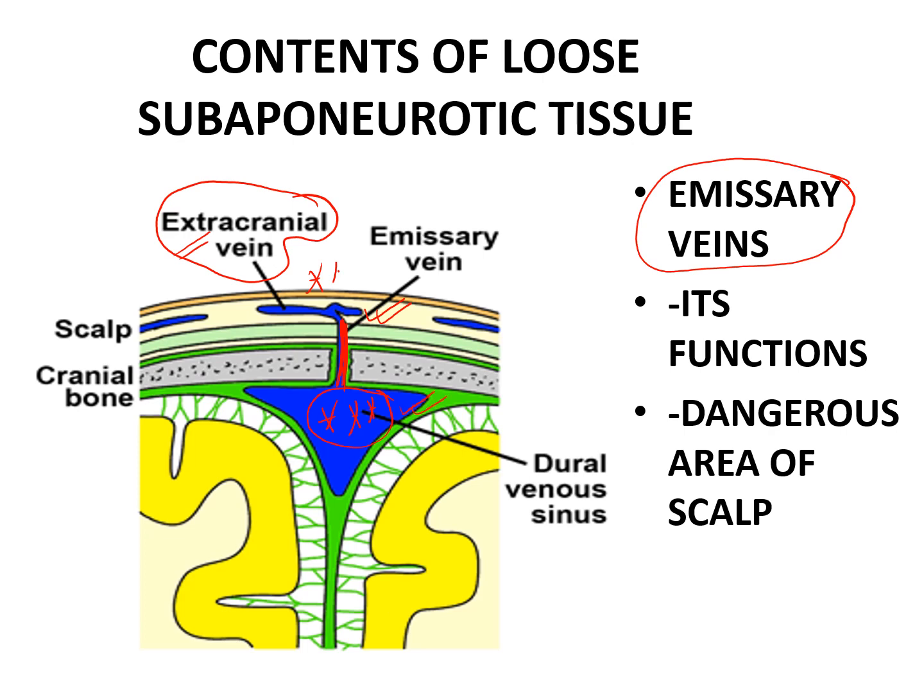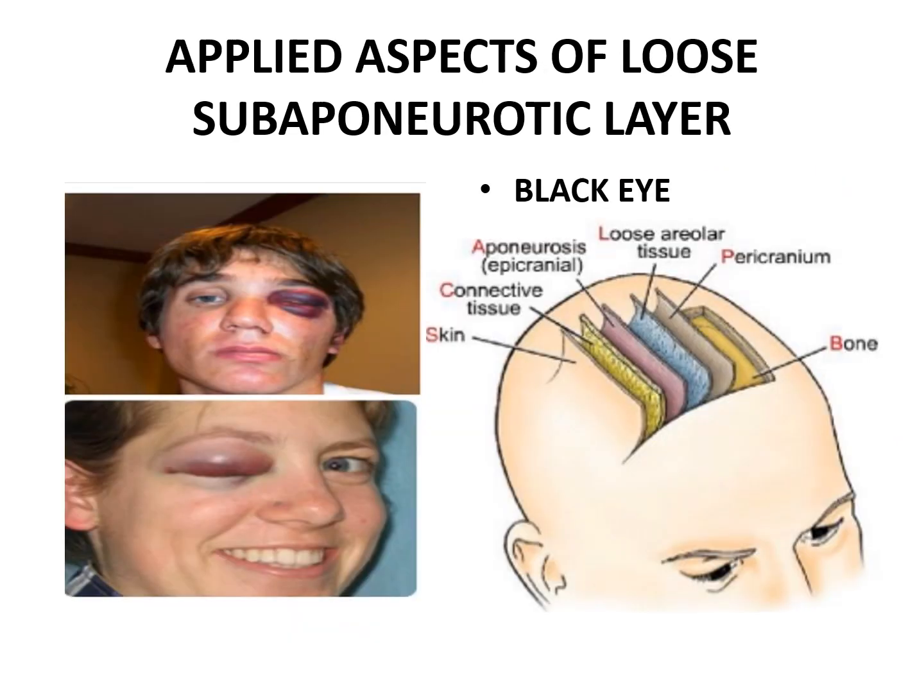Therefore, any infection or thrombosis in this layer can travel via the emissary veins into the intracranial veins. Thereby, they can be fatal. That is why this layer of the scalp, the subaponeurotic space, is called the dangerous area of the scalp. Now, there's one applied aspect here, that is the black eye.